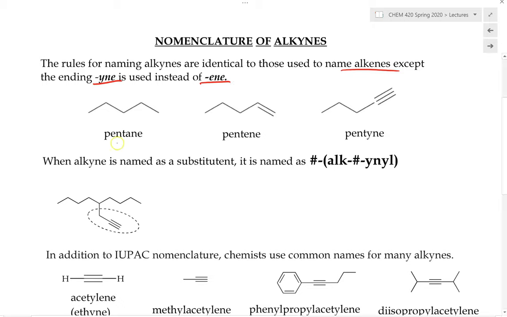And so if we have a 5 carbon chain and it is an alkane, then that is pentane, versus if we were to have a double bond and it's still 5 carbons long, then now this is pentene. And if we were to have a triple bond, then now its name will be modified and this will be called pentyne. So the -yne ending is the suffix name of the alkyne functional group.